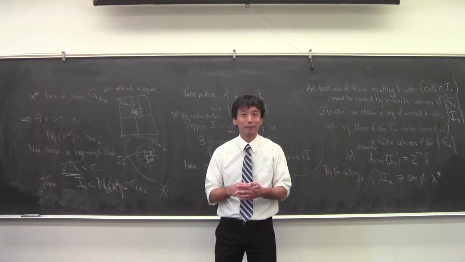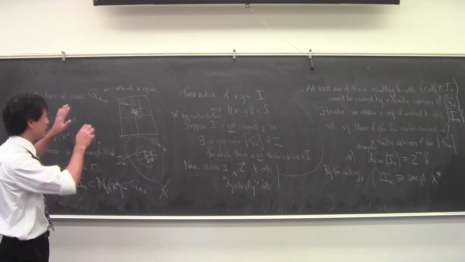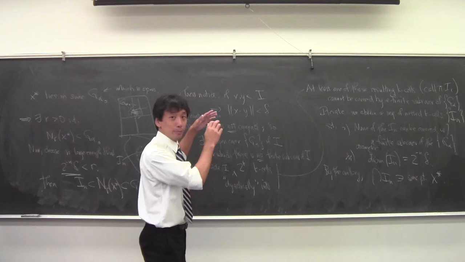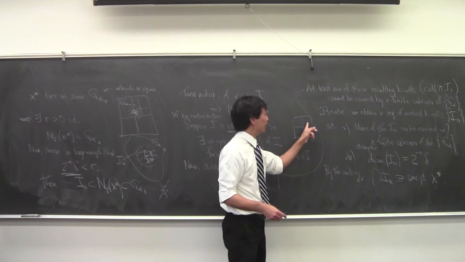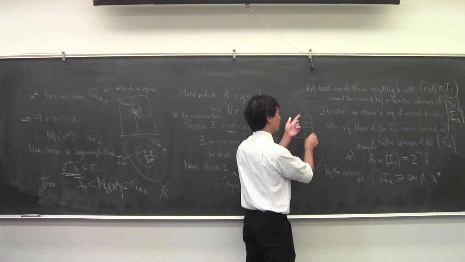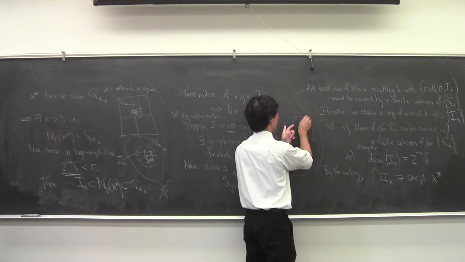Let's sketch it again. We're trying to show this guy's not compact. So we know that there's a bad open cover for which there's no finite subcover. We divide I into subcells. One of them must have the property that there's no finite subcover. We divide that guy into subcells. One of them must have the property that there is no finite subcover for that guy. We keep on going. We take those guys and intersect them all, we get this point x star.